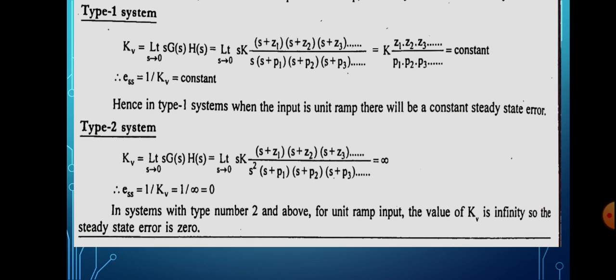So we have discussed two cases for finding the steady state error, one by giving the step input and the other by giving the ramp input. Similarly, we can give other standard signals such as a parabolic signal as input, and also we can give an impulse as input, and also we can give a sinusoidal wave as input. So in a similar way you can find the solution for steady state error. So this is all about this topic.